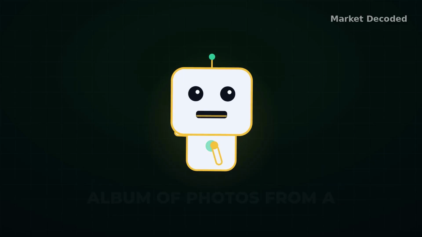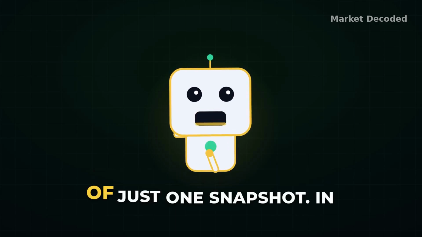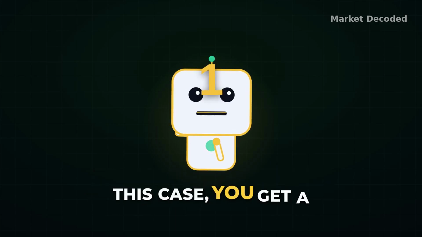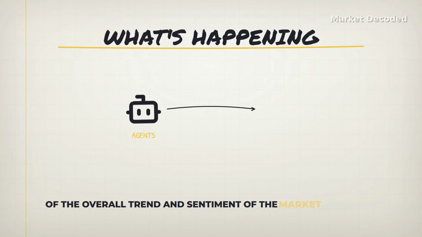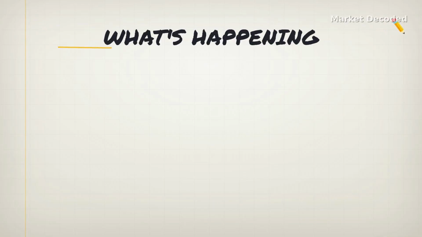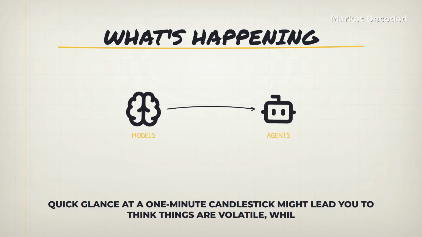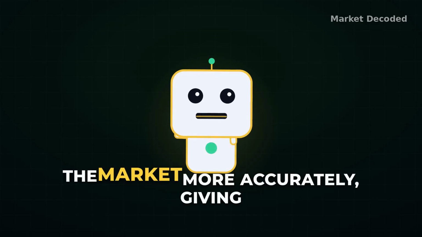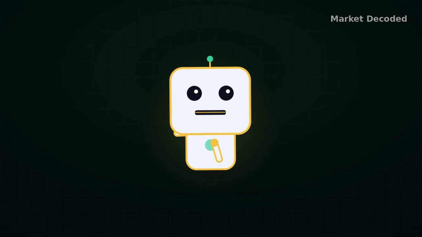It's like flipping through an album of photos from a trip, capturing the ups and downs of the journey instead of just one snapshot. In this case, you get a better sense of the overall trend and sentiment of the market over time. So, the candlestick you're looking at tells a story, but understanding the time frame is crucial. A quick glance at a 1-minute candlestick might lead you to think things are volatile, while a daily candlestick could show a more stable trend. Recognizing this connection can help you interpret the market more accurately, giving a clearer picture of what traders are feeling at any point in time.